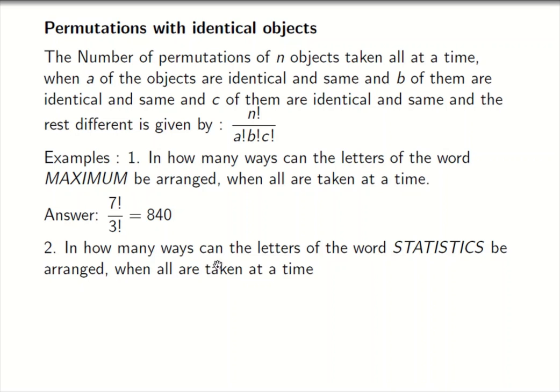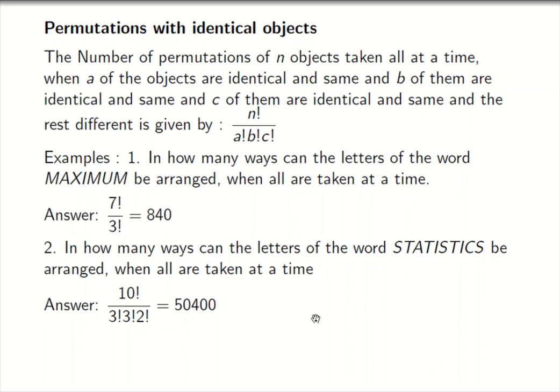In how many ways can the letters of the word statistics be arranged when all are taken at a time? If I have statistics, how many letters? I have 1, 2, 3, 4, 5, 6, 7, 8, 9, 10. Wow. How many of the letters are identical? I have S here, which is appearing 1, 2, and 3 times. I have T here, which is appearing 1, 2, and 3 times. I have I, which is appearing 2 times. So we check all of them.